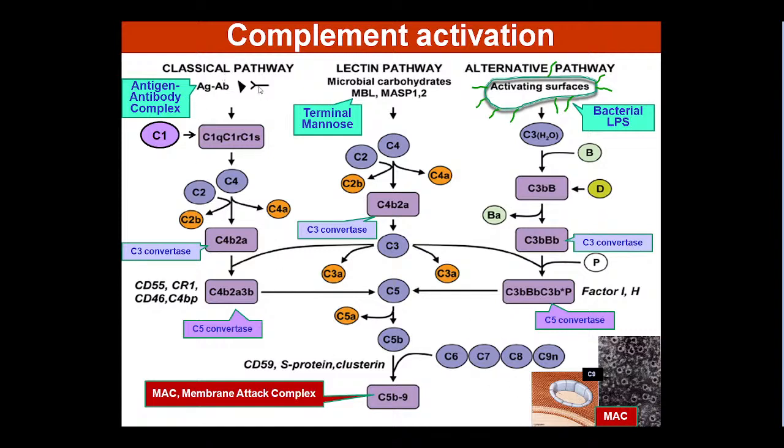To initiate the classical pathway, we have to see antibodies in the human body. Before synthesis of antibodies, at the beginning of the inflammation, other pathways may be realized. The second pathway is the lectin pathway. How is this pathway initiated?